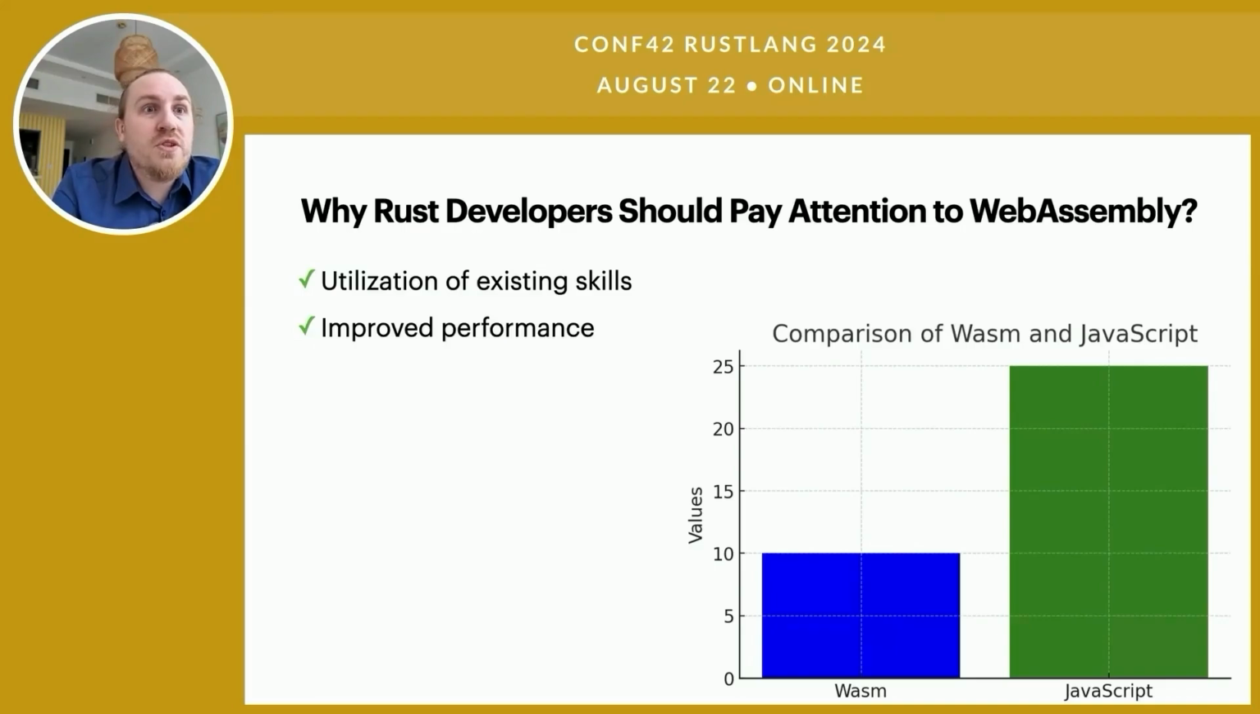WebAssembly allows you to execute code much faster than JavaScript. This is especially important for compute-intensive applications such as games, graphic editors, and simulators. Rust in turn provides high-performance code, which is ideal for compilation into WASM.